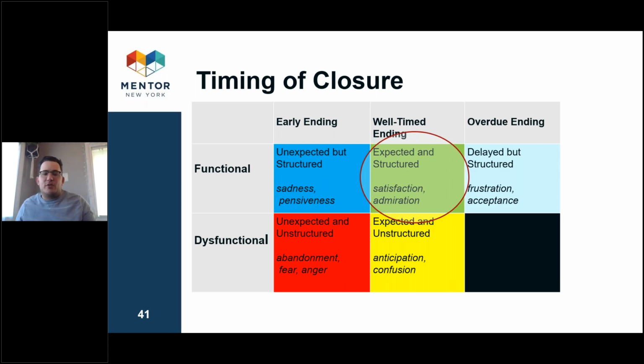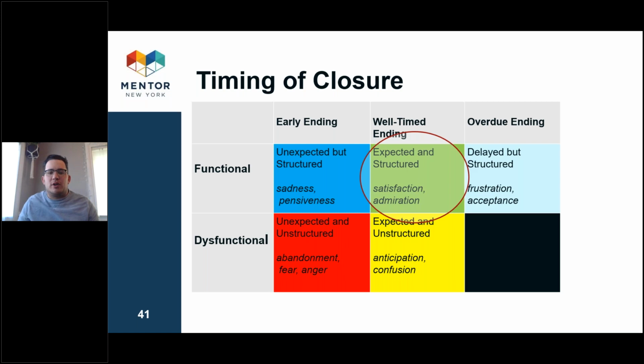Even with a well-timed ending, it can be dysfunctional. So say you have a school year-based program, and everyone knows the program is going to run out at the end of June, and then the end of June comes, but the mentor and mentee never really talked about it. It was just a thing that hung over them until June came along. And then all of a sudden they're like, well, all right, this was fun, but see you next time. There's that awkward sense of anticipation that's stressful, and then a confusion around what the relationship is, what just happened, and we don't want to have that either.